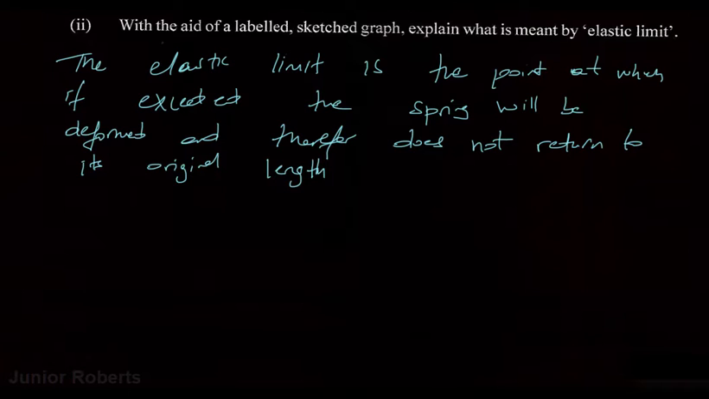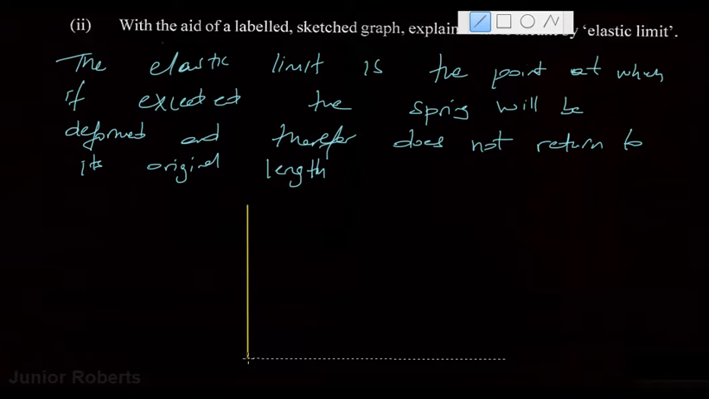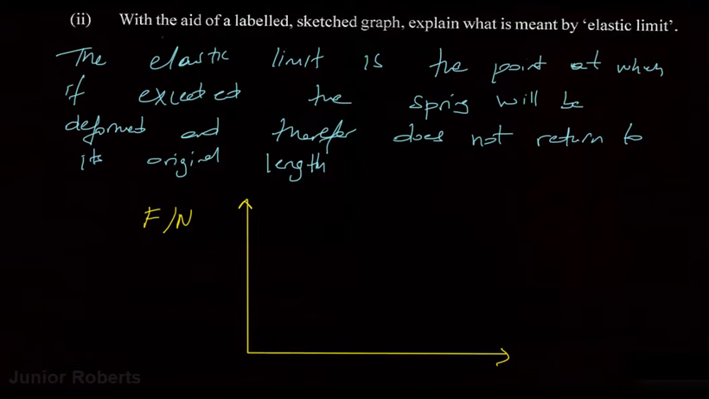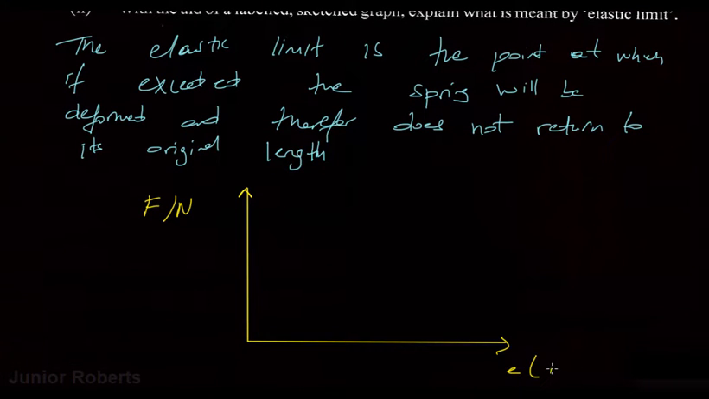So if we consider a graph, we sketch a graph like this, and let us say we put force here in newtons and we put extension E in meters, for example. Now, based on Hooke's law, as we increase the force, the extension will also increase, because we said before that the extension is directly proportional to the force applied. So we're going to get something like this.